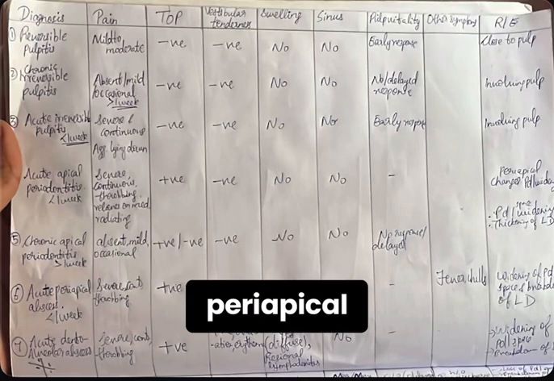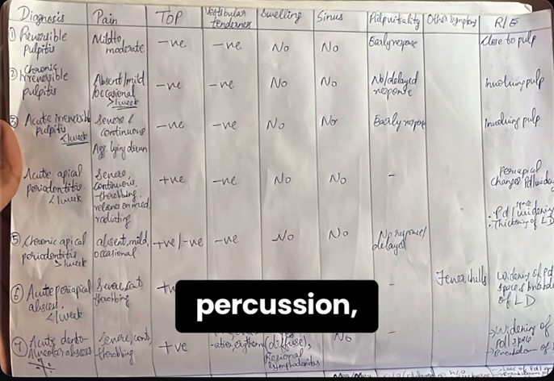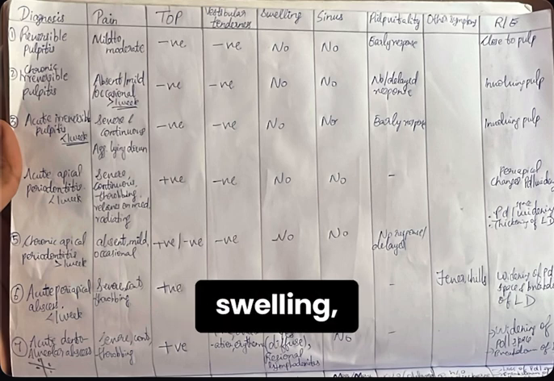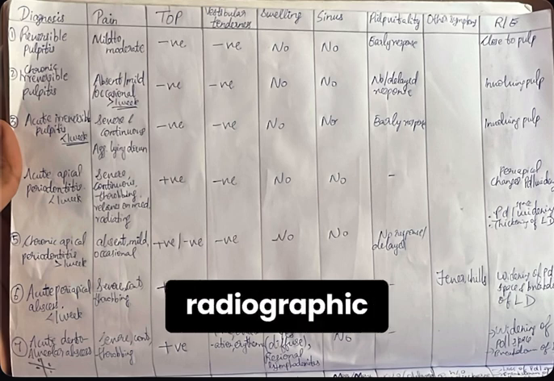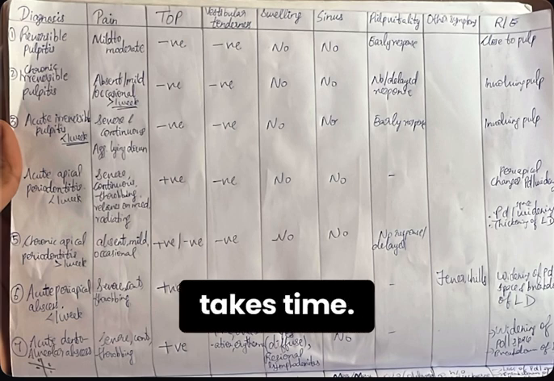Considering the pulp and periapical diseases, you have to keep these 6 things in mind. That is pain, tender percussion, vestibular tenderness, swelling, sinus, and radiographic examination. We don't consider pulp vitality because it takes time. So let's start. First is reversible pulpitis.